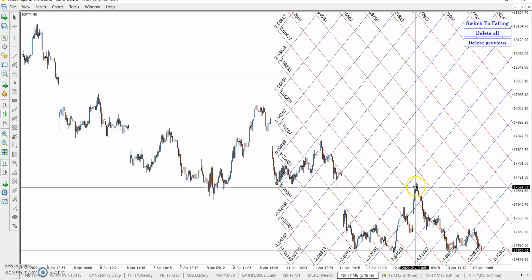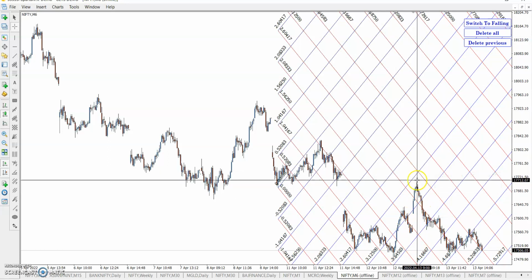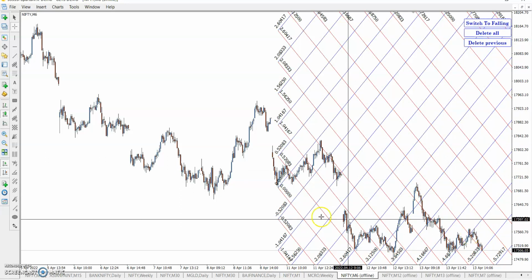Okay, here major low, market goes up. Here major high, see it's 16 point higher point, and so on.